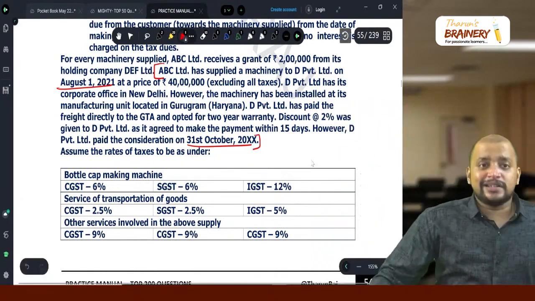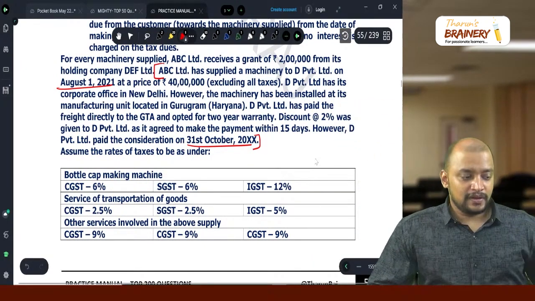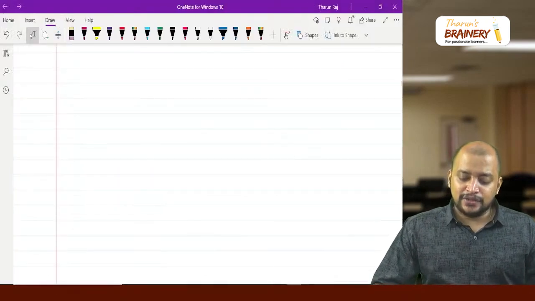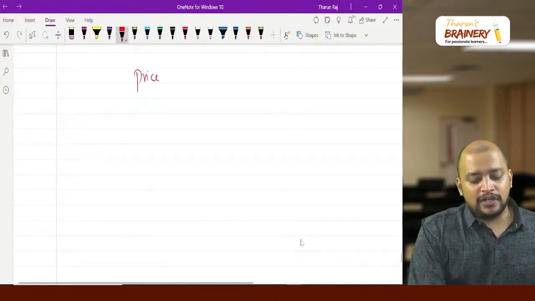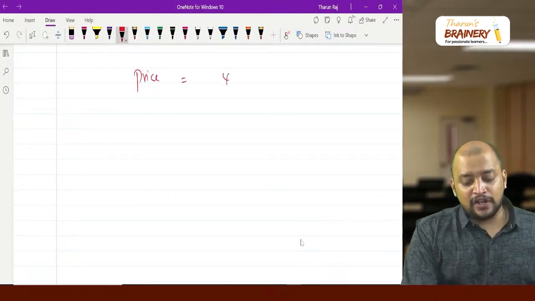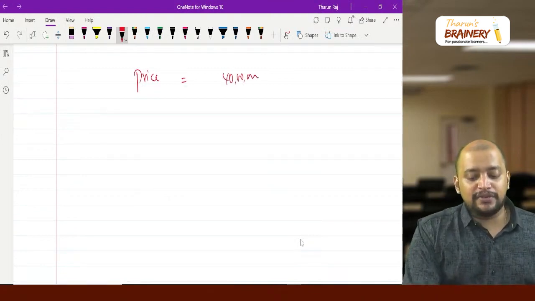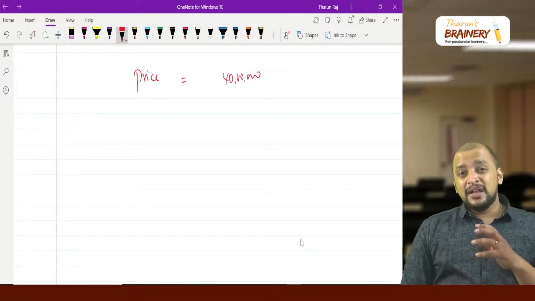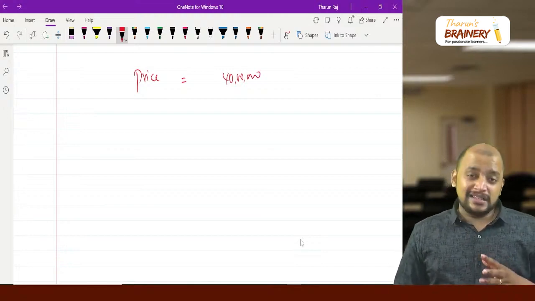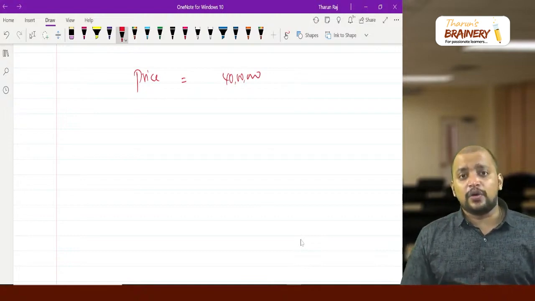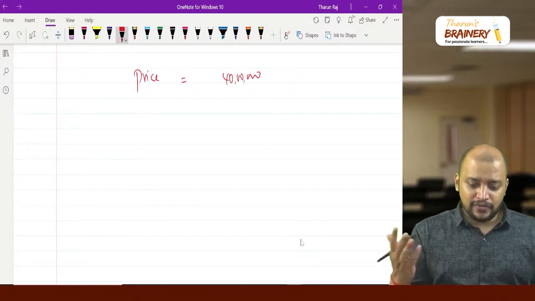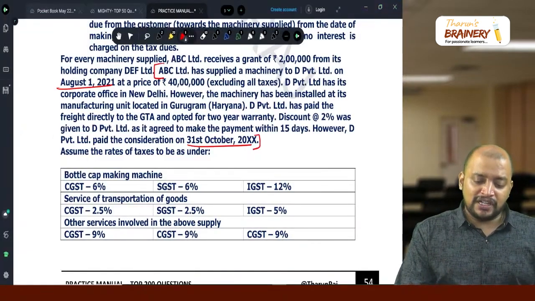So you can see this. First, we need to take the price. What is the price involved? The price involved is 40 lakhs. Don't take 42 lakhs. Why we should not take 42 lakhs? Because 42 lakhs is the usual price. But what is the price at which they are charging it to the customer now? Only 40 lakhs. So for the sale, therefore we will take 40 lakhs.